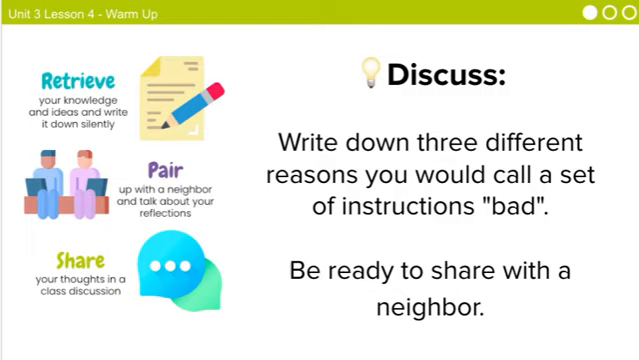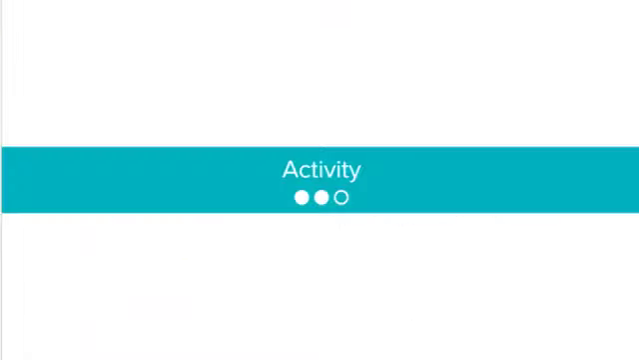Another example might be there are confusing words that are used. Maybe words are being used that you don't even know what those words mean. Or maybe the instructions don't actually accomplish what they're supposed to do. So we have an idea of what bad instructions look like. Let's see if we can use this brainstorm session to help us write good instructions in the next activity.